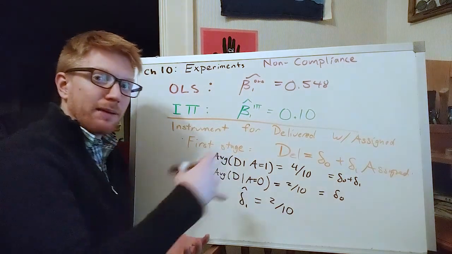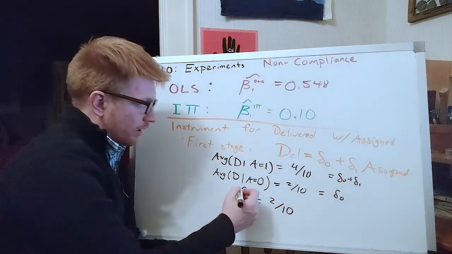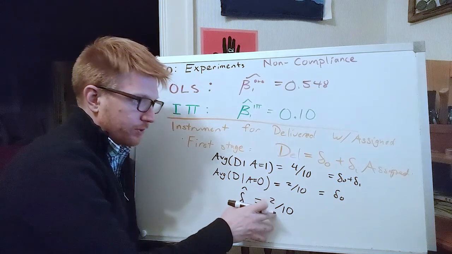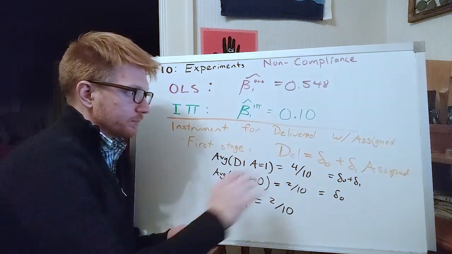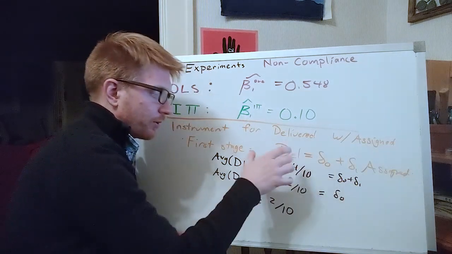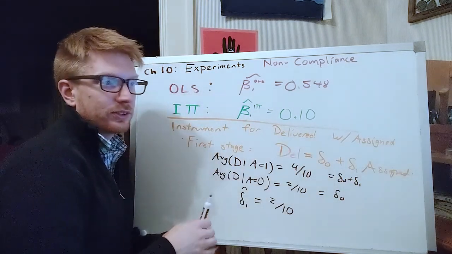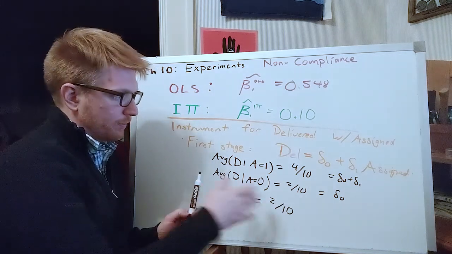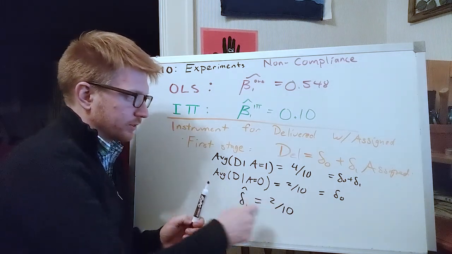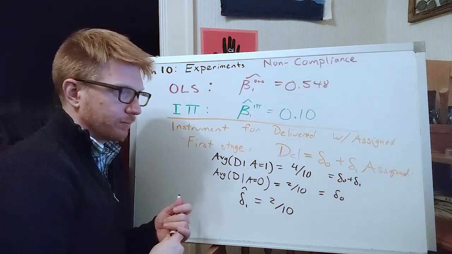So delta 1 is the difference between these. In other words, we're able to increase our contacts by 2. By being assigned into the treatment group, we talk to 2 more households than we would have had they been in the control group. So for every 10 households, we talk to 2 more.